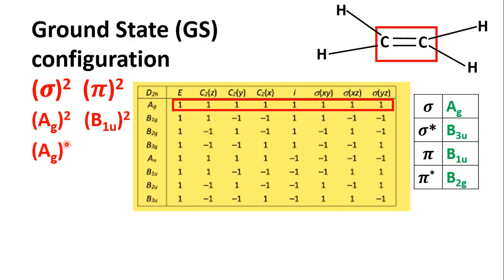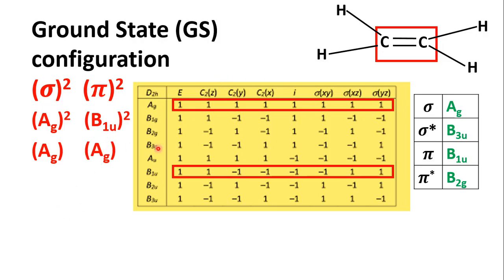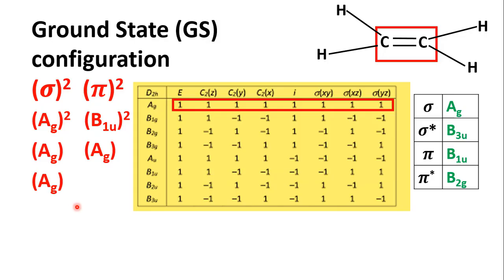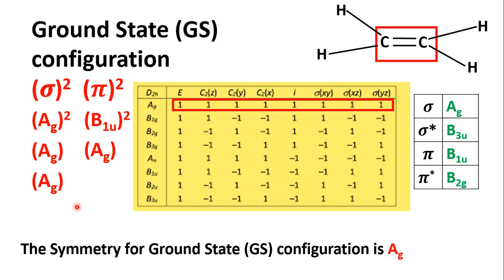And now look at the character table. Ag is all positive and when you square it, it's once again Ag, all positive ones. And B1U contains positive as well as negative values, but when you square B1U, all the negative numbers will become positive. And so all will become positive, it will correspond to Ag. The product of it is Ag, and so symmetry of ground state configuration is Ag.